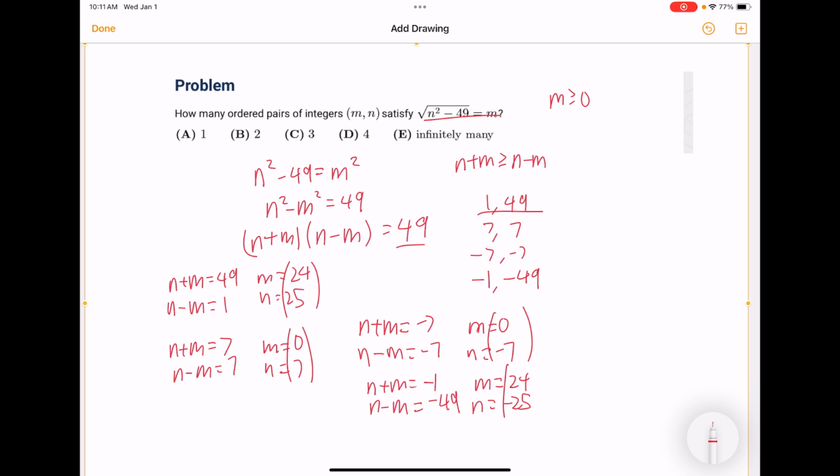So these are all of the possible values. Now we have to see if they all match the circumstances. So the rule is that m must be greater than or equal to 0, so m cannot be a negative number. And we see that all of these satisfy that rule. So that means that there are 4 ordered pairs.